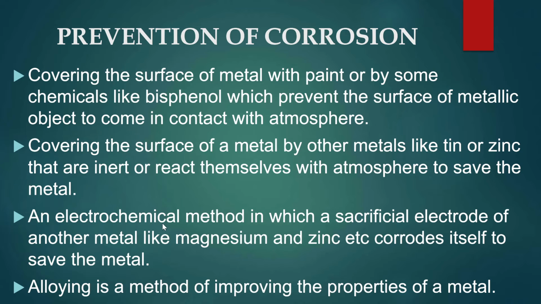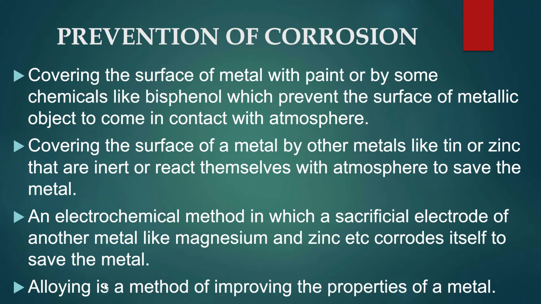An electrochemical method in which a sacrificial electrode of another metal like magnesium and zinc corrodes itself to save the metal. That is, another metal like magnesium and zinc is used so that it becomes the sacrificial electrode.